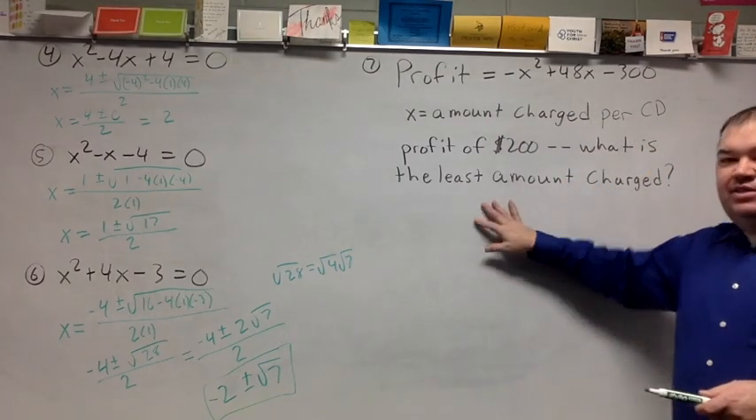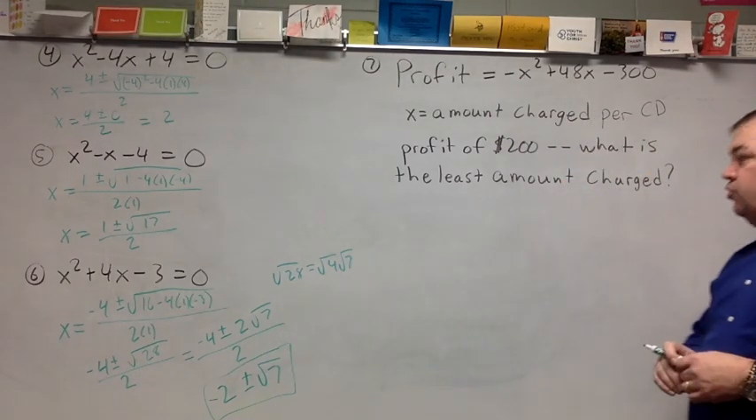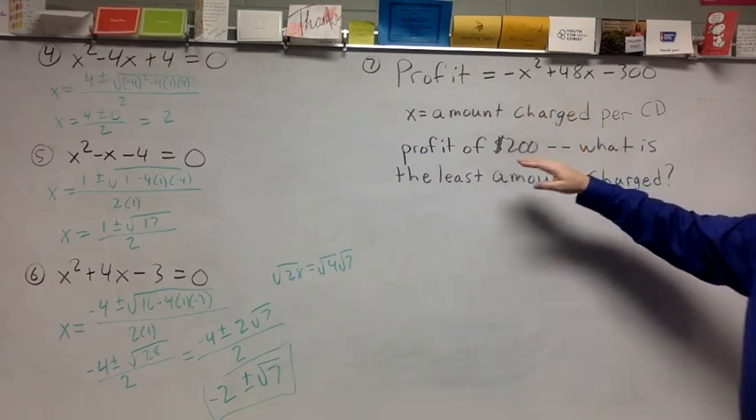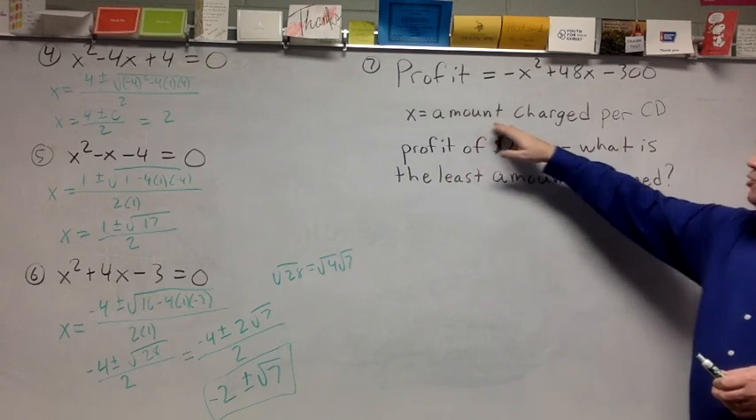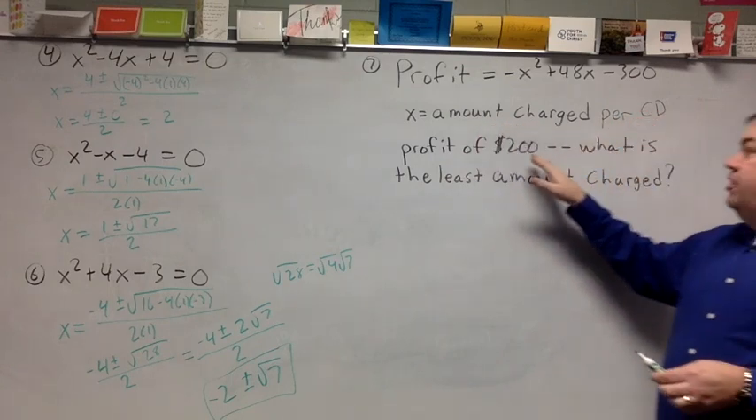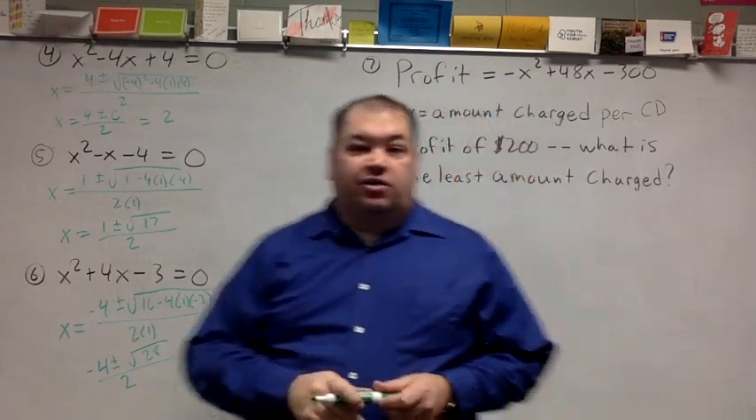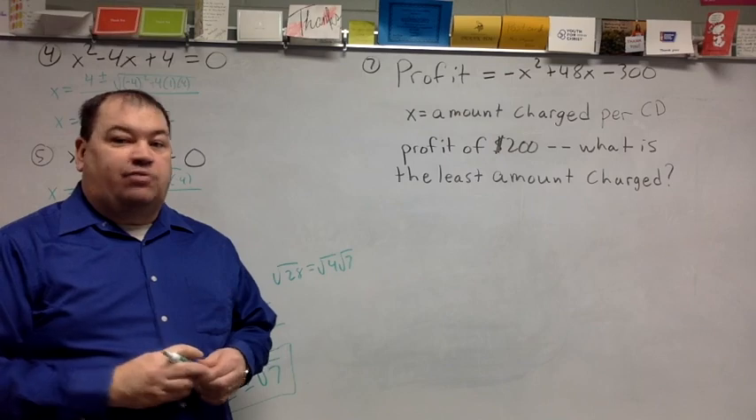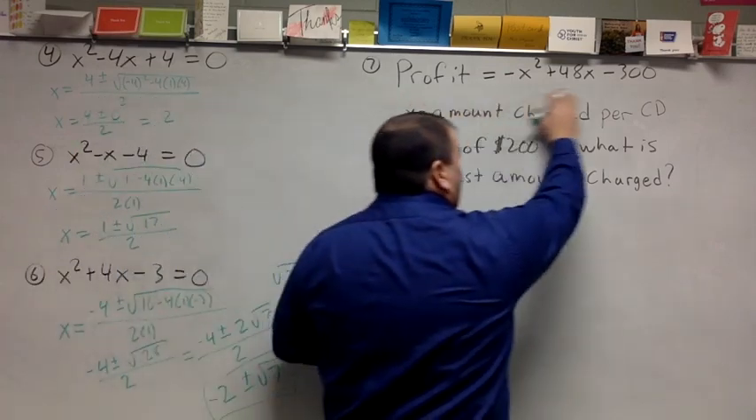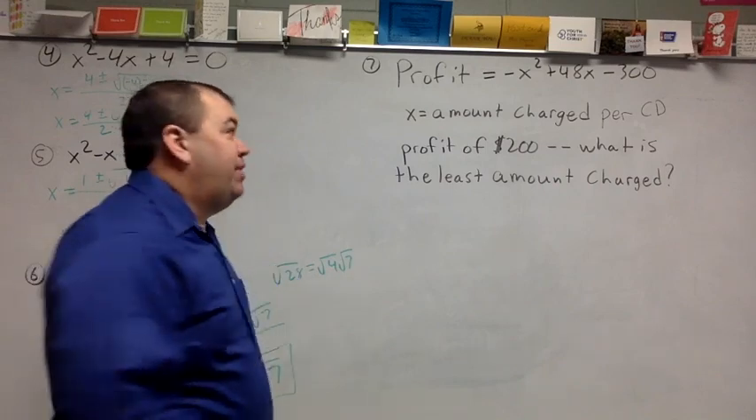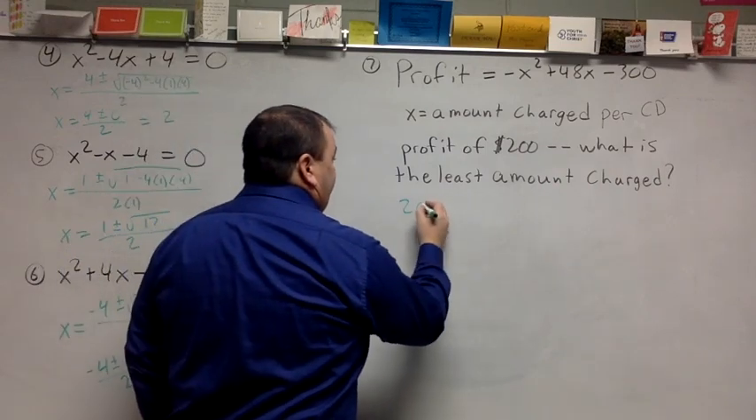All right, how does this look in a story problem? So this is a group that's doing a fundraiser. They're selling CDs. They're trying to figure out how much they can charge per CD, but they want to get a profit of $200. What do they need to charge for their CDs to figure this out? And they gave you this profit equation. So basically, we're going to take that $200 that they want to make and put it in.